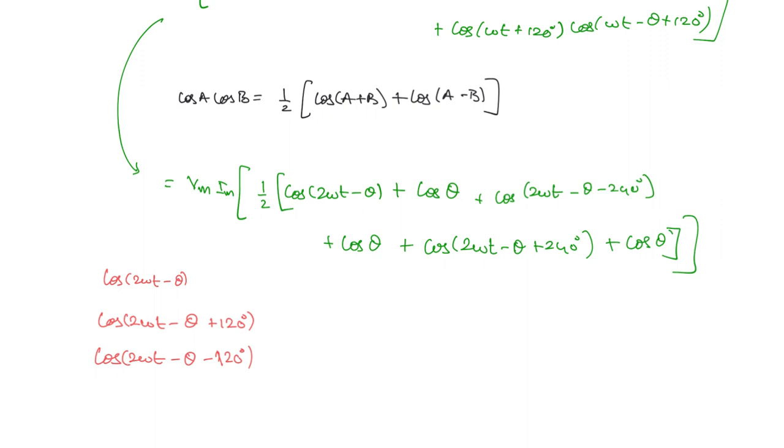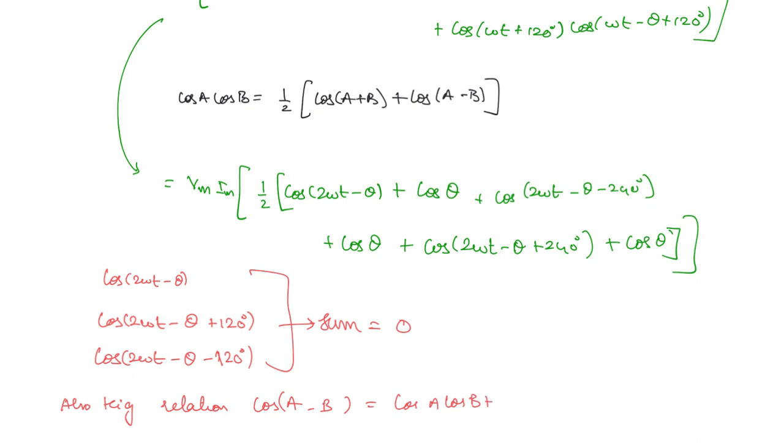Okay. So if you add the three of them, you will get 0. So we are getting this by means of the phasor analysis. You can use the trigonometric expression also. Cos(A − B) you can write as cos A cos B plus sin A sin B. So this also can be applied.